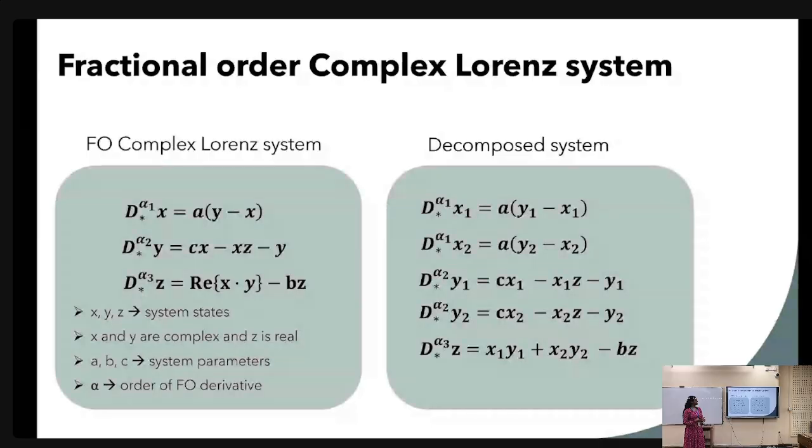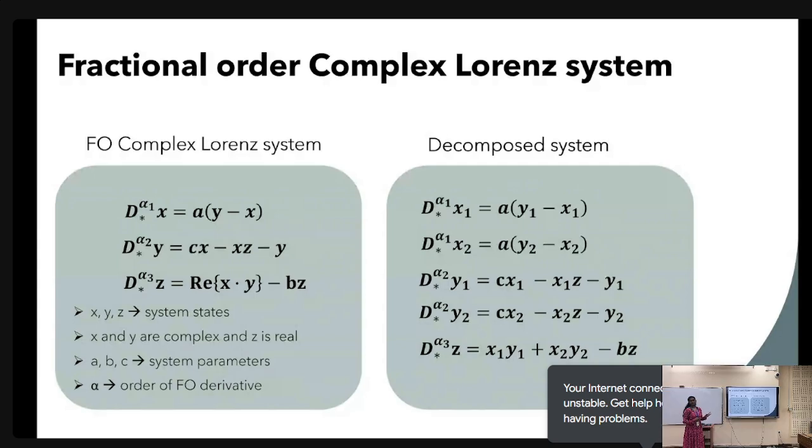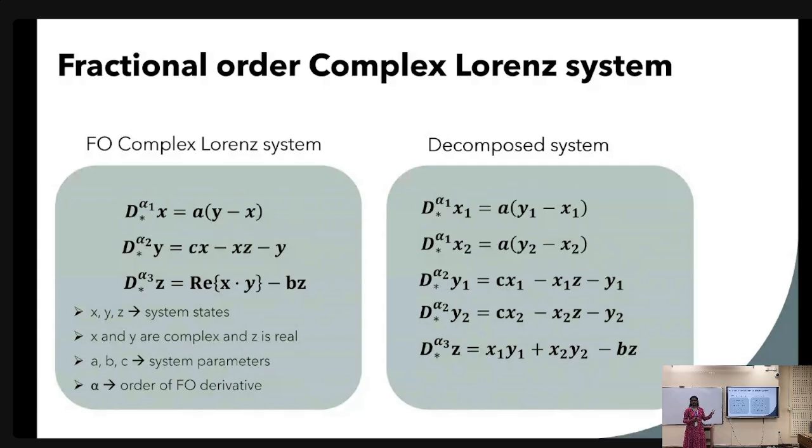This is the system equation of the fractional order complex Lorenz system, represented with a fractional order derivative. Here x, y, z are the system states, where x and y are complex and z is real, a, b, c are the system parameters which decide the chaotic behavior, and alpha is the order of the fractional derivative. After separating the complex variables, we get the decomposed system, so the three-dimensional system is decomposed into a five-dimensional one.